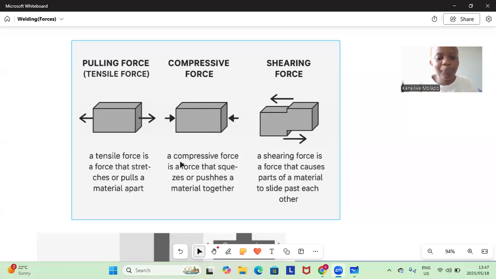A compressive force is a force that squeezes or pushes a material together. For a compressive force, I'll give you an example with a spring. When you push that spring down, compression is applied.